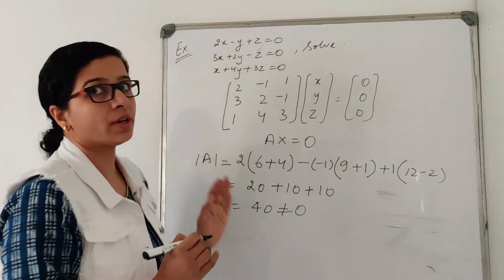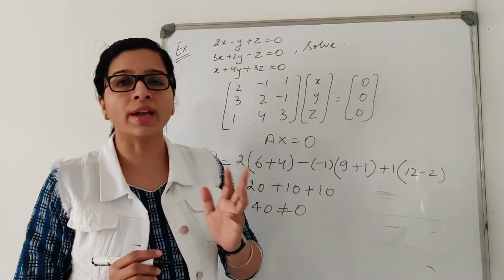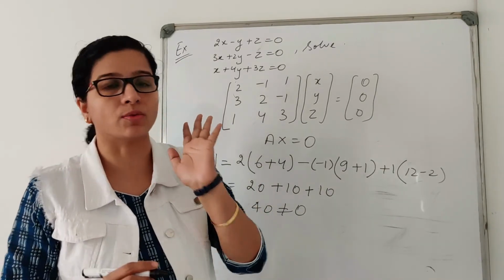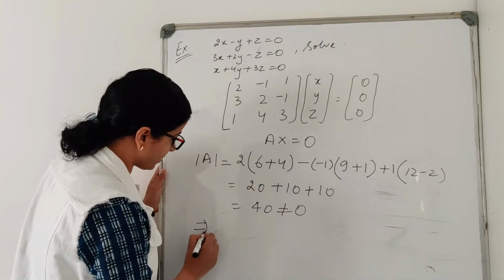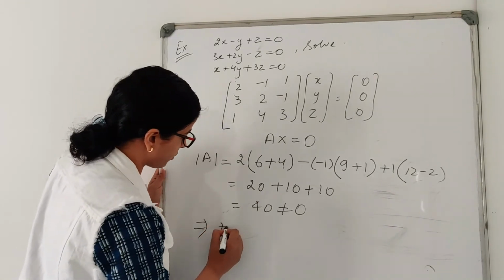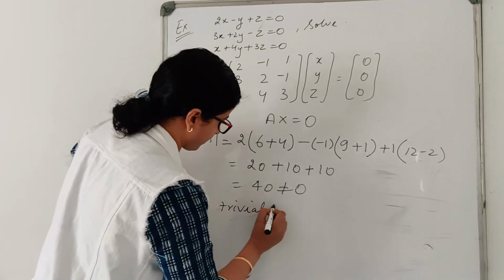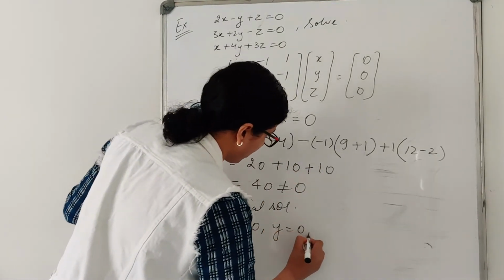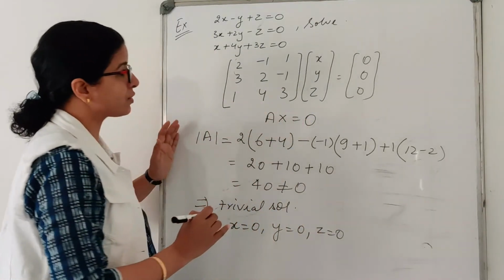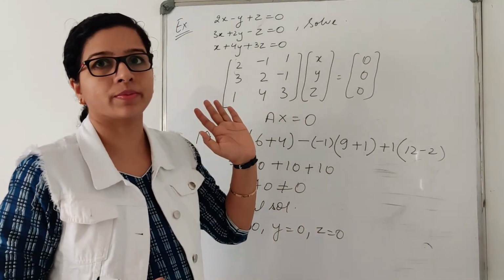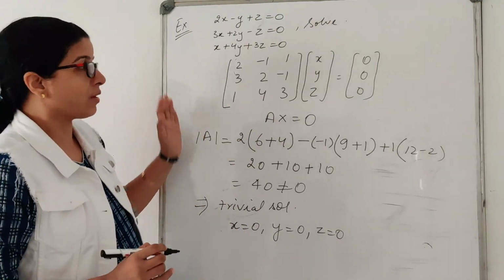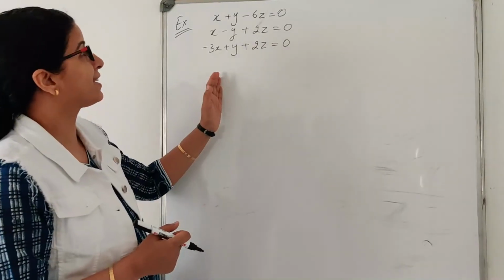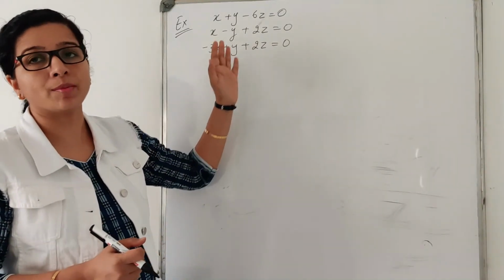So I told you, whenever our determinant is not equal to 0, we have a trivial solution. What is that? x equals 0, y equals 0, and z equals 0. So this implies the trivial solution, which is nothing but x equals 0, y equals 0, and z equals 0 in the case of your homogeneous equation. Right? Now we will solve another example in which our determinant will be equal to 0.